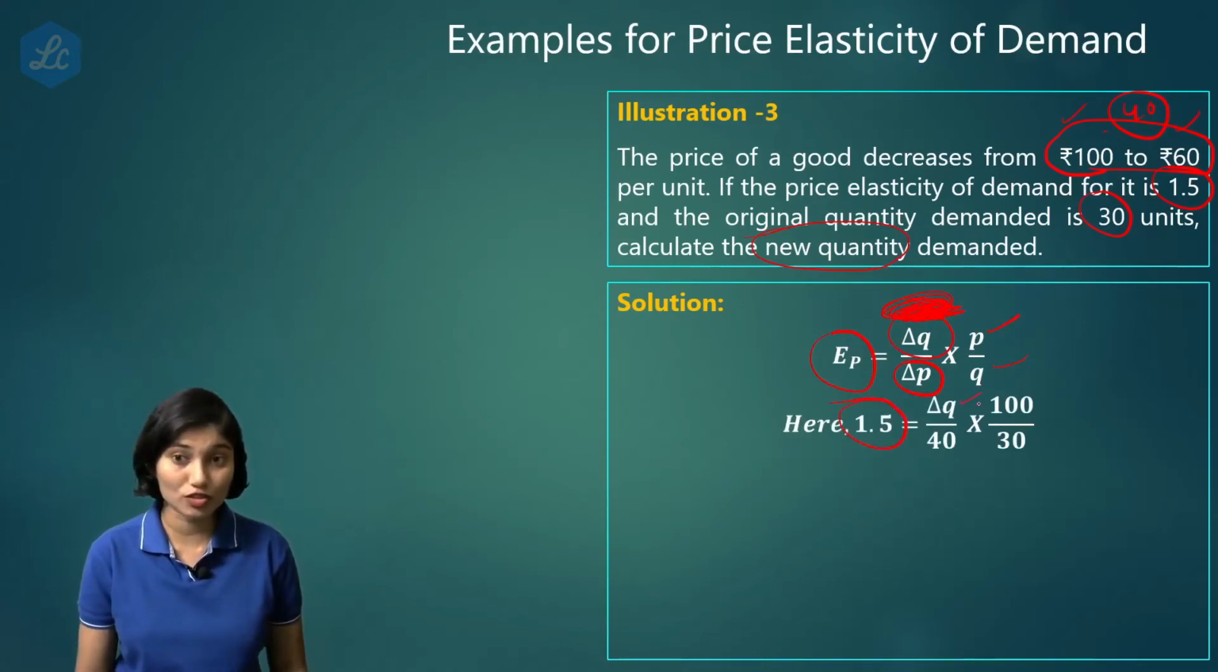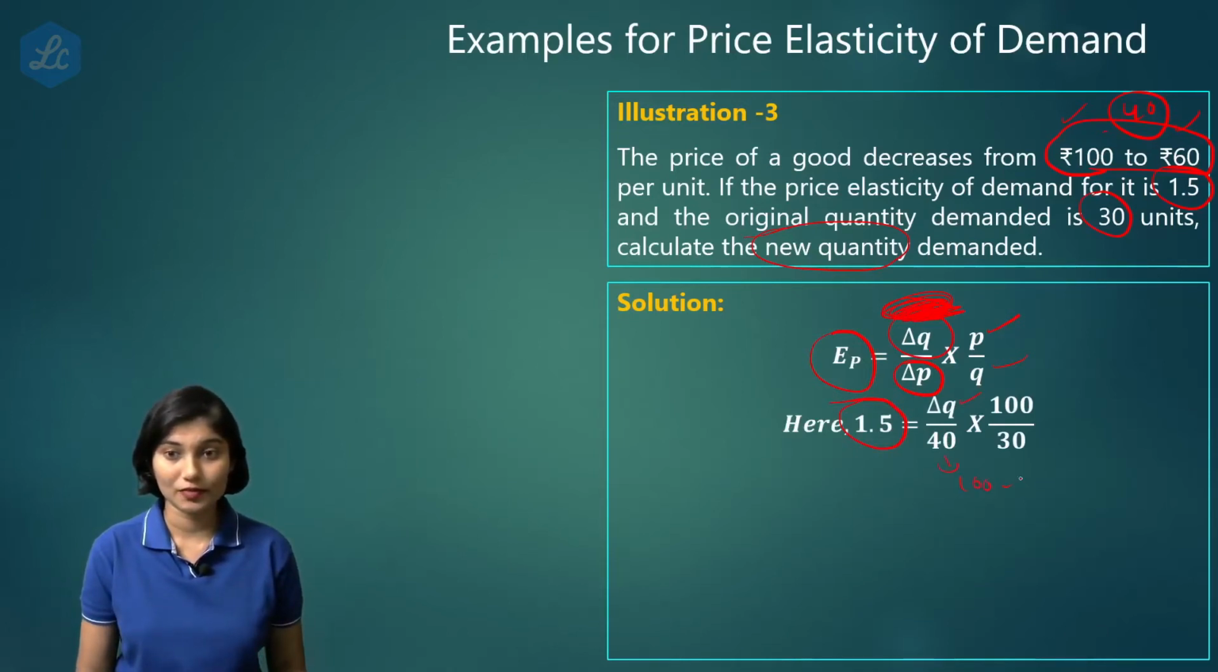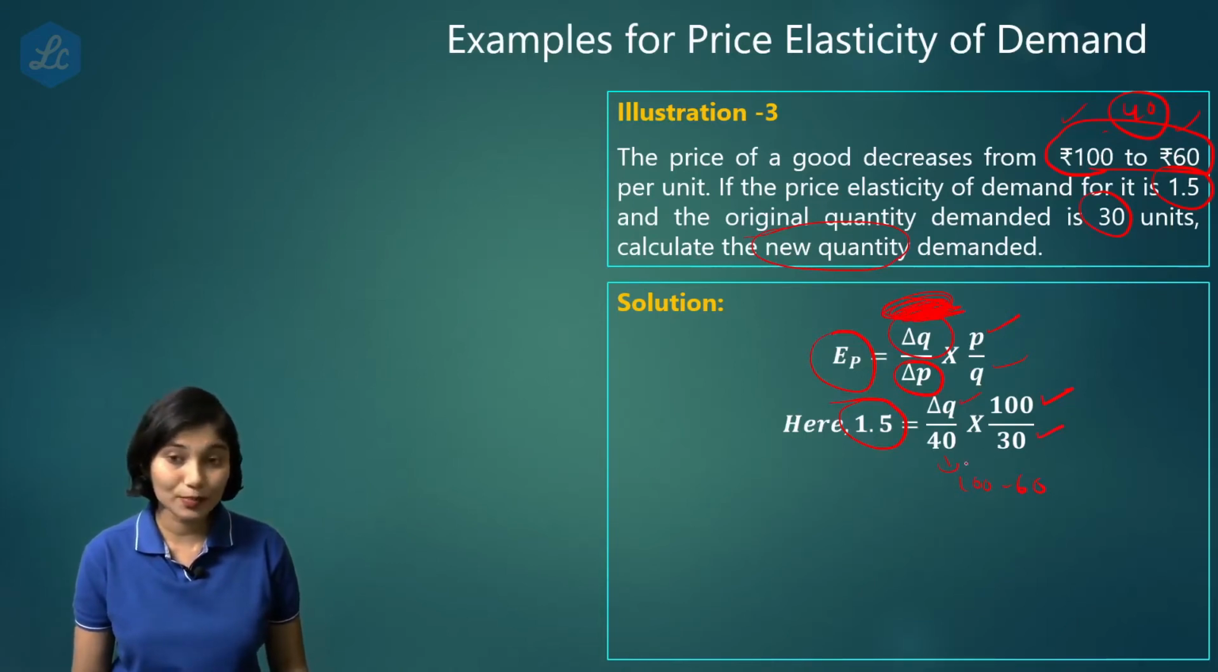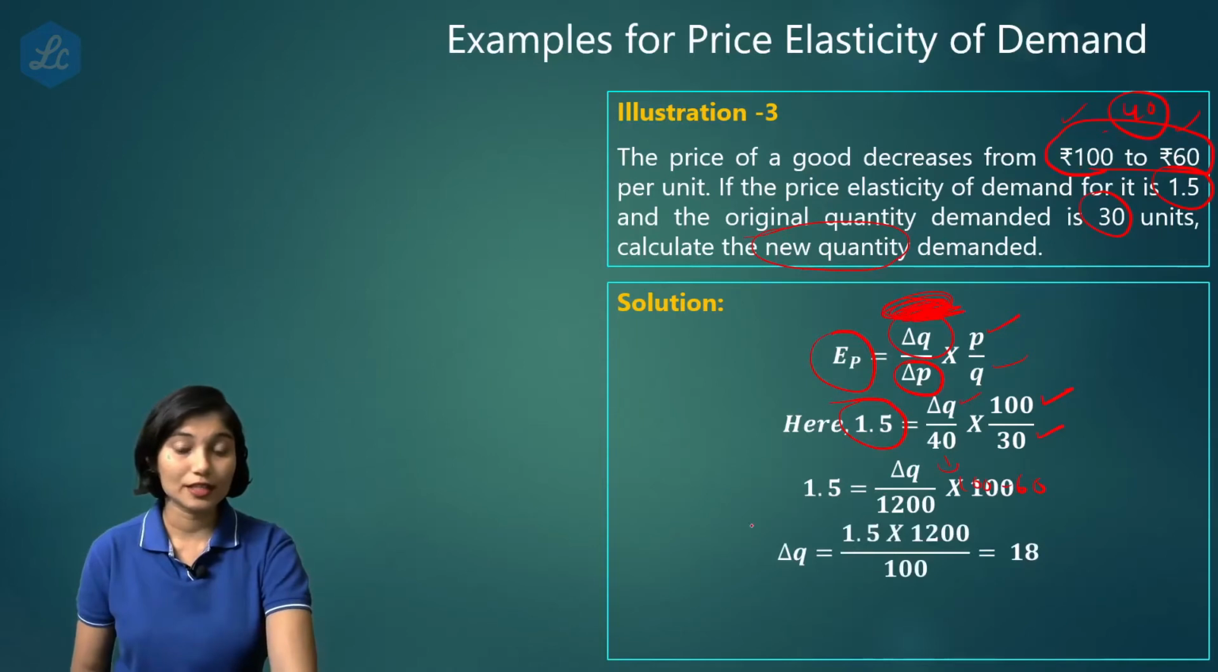So, here they have given us 1.5 as EP. We don't know change in quantity. We know that the change in price is 40 because 100 minus 60. Then we know the original price is rupees 100. We know the original quantity is 30. So, now if we simplify this, what do we get? Solve this particular thing, we get that the change in quantity is 18, right? Change in quantity is 18.